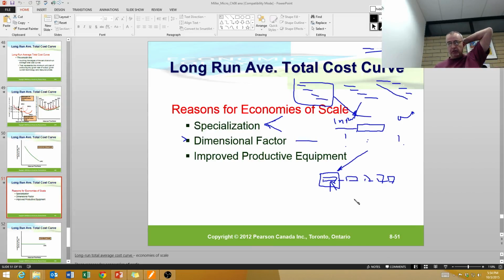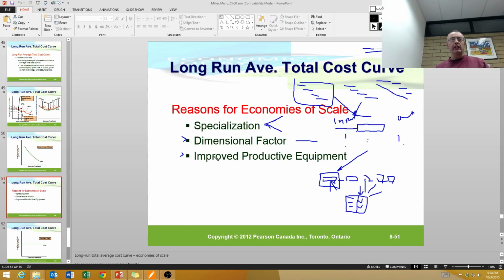And another example is factories that have unused capacity. You've got a plant that's this big, and right today you're only using 60% of it. So you can increase your output without actually having to increase your building size. You already have this equipment sitting over here. You already have the building, so you can increase your quantity of output without having to increase the scale of your plant. You've already got the plant size there.